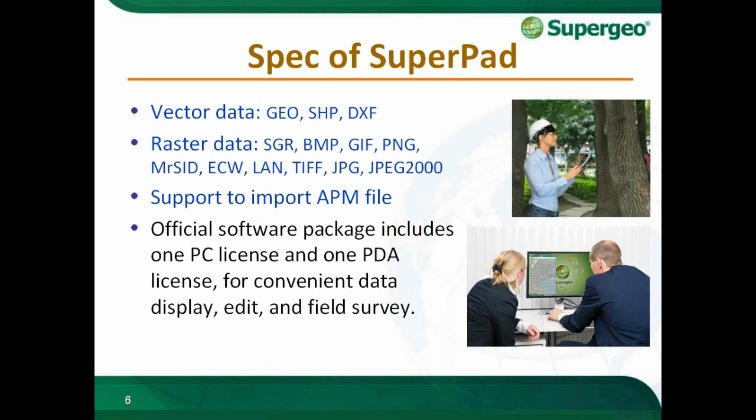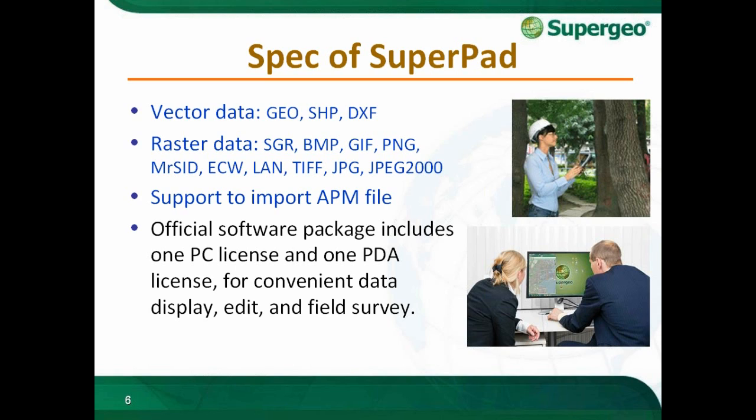Lastly, let's take a look at the data. The supported formats of Superpan include shapefiles, geodatabases, and raster data like GIF or JPEG, etc. And we also support the users if you have archived data before and you still kept your archived files such as APM. So it's also easy for you to seamlessly import them into Superpan and start your editing work.